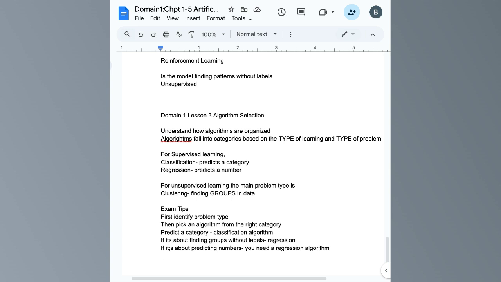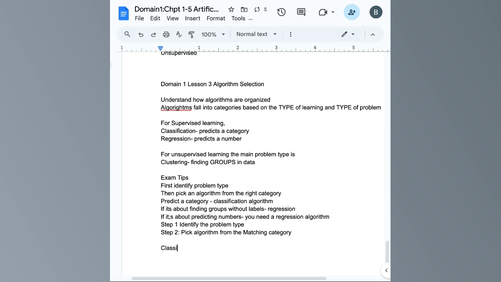Step one, identify the problem type. Step two, pick an algorithm from the matching category. If you're finding groups, think clustering. If you're finding categories, classification. If you are predicting numbers, regression.